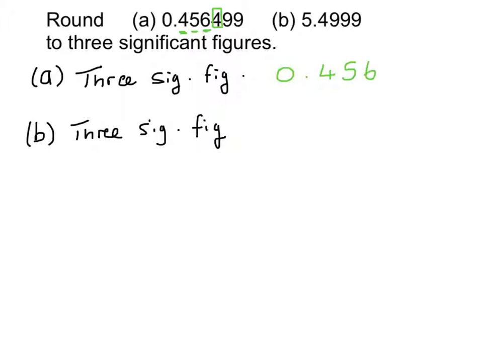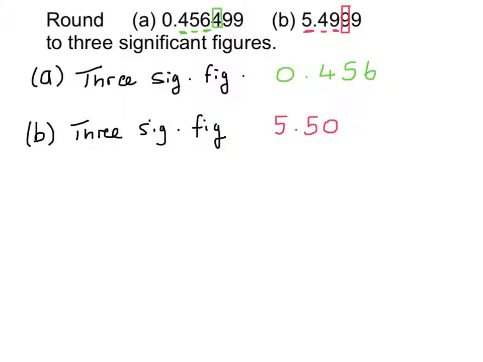Now let's look at the answer for part B. Again, I want to round it to 3 significant figures. So if I highlight the 3 figures, 1, 2, 3, I go to the figure to the right of it, and it's a 9. It's greater than 5, so I have to add 1 to the digit being rounded. If I add 1 to 9, I get 10. Put down 0, carry 1. Add 1 to 4, I get 5. So the answer is going to be 5.50.